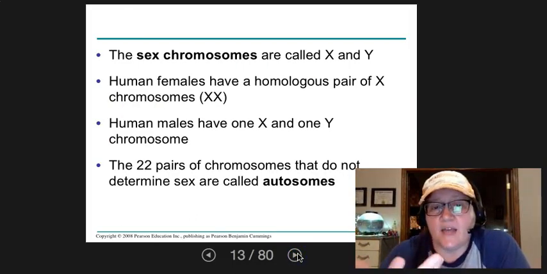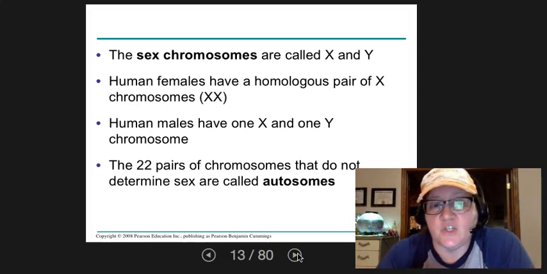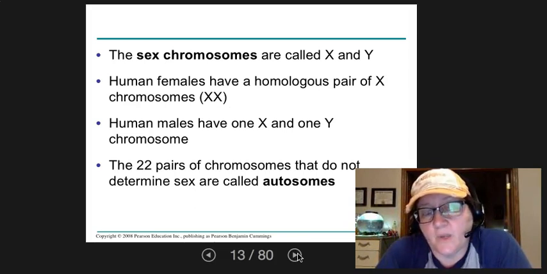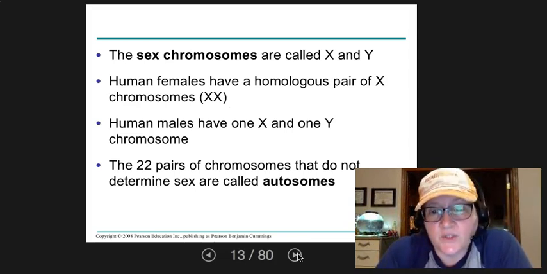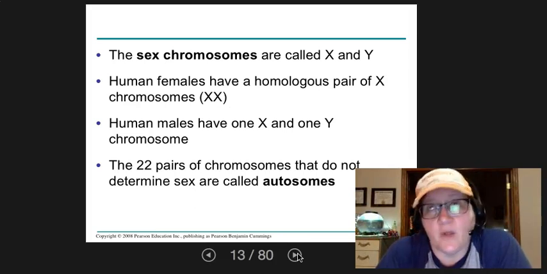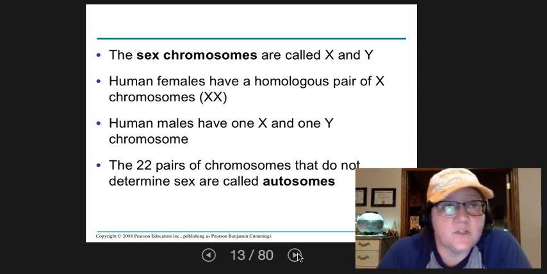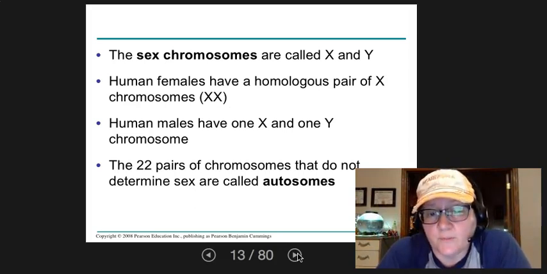Sex chromosomes, the X and the Y, they're the ones that determine gender. In humans, females will have 2 X's, so XX. Human males will be XY. Okay. The other 22 chromosomes that you find in the somatic cells that do not determine sex are the autosomes. Okay?